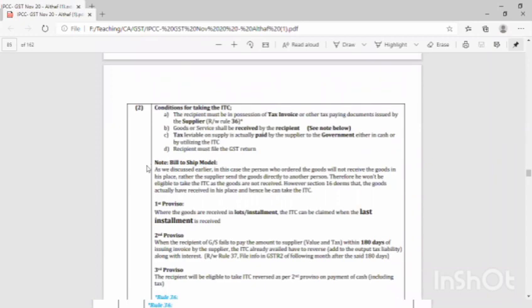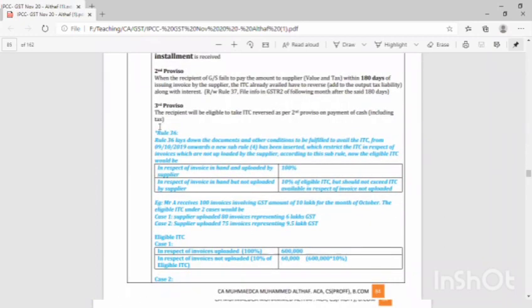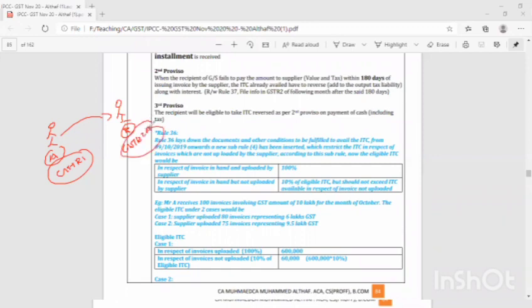And here the important thing is that they have inserted rule 36(4). Suppose Mr. A supplied some goods to Mr. B, and both are registered persons. Mr. A will have to file the GSTR 1, and the details of GSTR 1 will be automatically parked in the GSTR 2A of Mr. B.